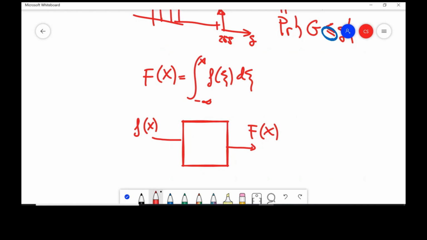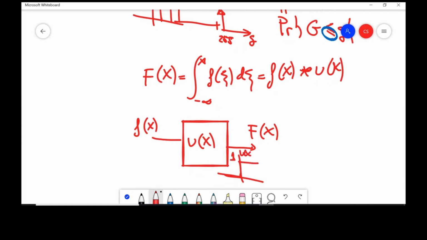What is the impulse response of that system? The unit step. So this is the convolution of f of x convolved with the unit step, with this function that is 0 up to 0, and then it goes to 1. So this is u of x. This is x.